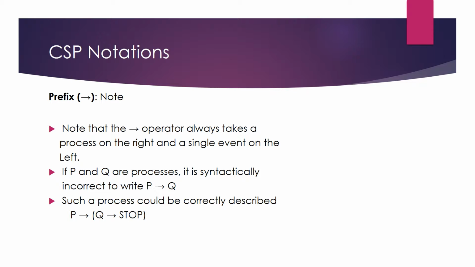So this one is incorrect. Why is it? Because P and Q are processes, so it cannot be denoted. So P then Q, it can't be denoted. So it was wrong. Such a process could be correctly described. So next one you can see P then Q, Q then stop. It's the correct one.